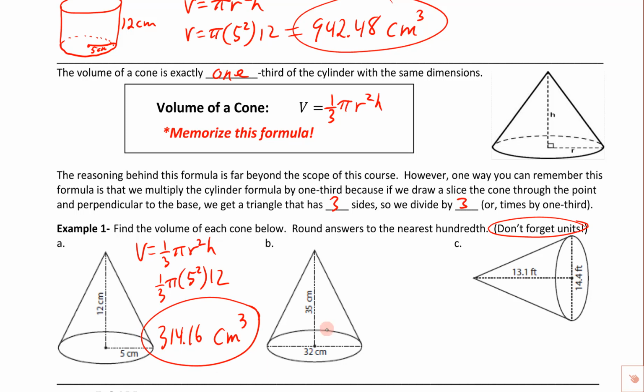Okay, we'll take a look at this next one. We've got this diagram right here, looks a little bit different. I could actually write down the units on this one right away. This is going to be in centimeters cubed. So again, we're going to write down the formula. Volume is 1/3 pi r squared h. So this is going to be 1/3 pi, and then the radius is going to be 1/2 of 32. So that's going to be 16. So 16 right here, and then the height is 35.